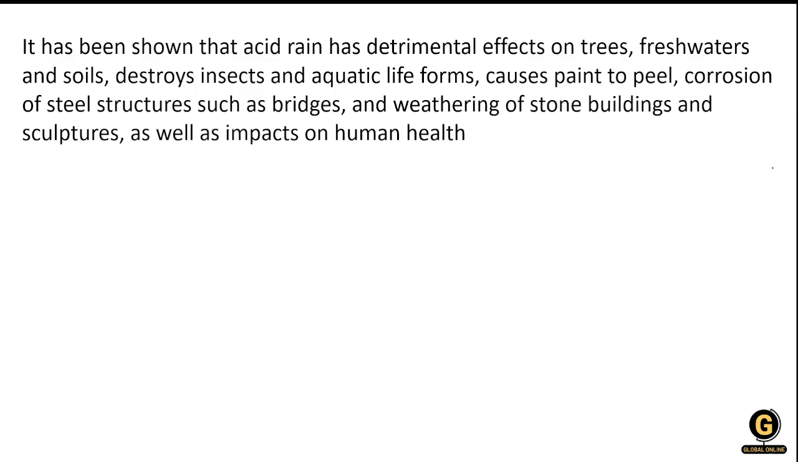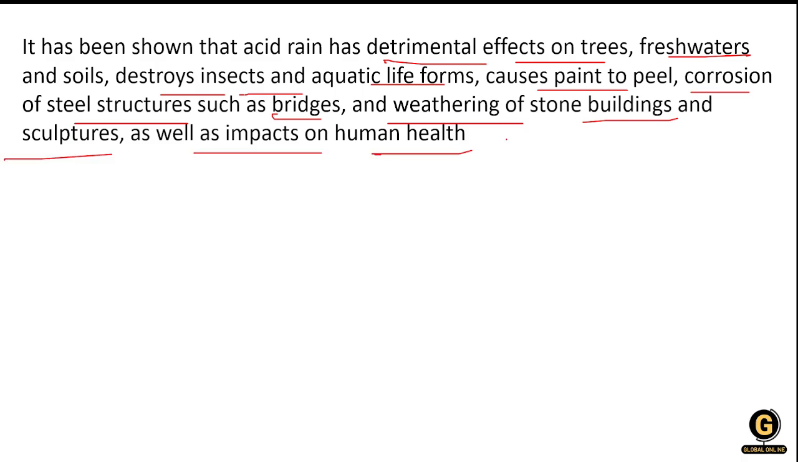It has been shown that acid rain has a detrimental effect on trees, freshwater, and soils, destroys insects and aquatic life forms, and causes paint to peel, corrosion of steel structures such as bridges, and weathering of stone buildings and sculptures, as well as impact on human health. So basically, acid rain can impact in these ways. It will definitely impact agriculture, the monuments, the products made by humans, nature, everything, everywhere.